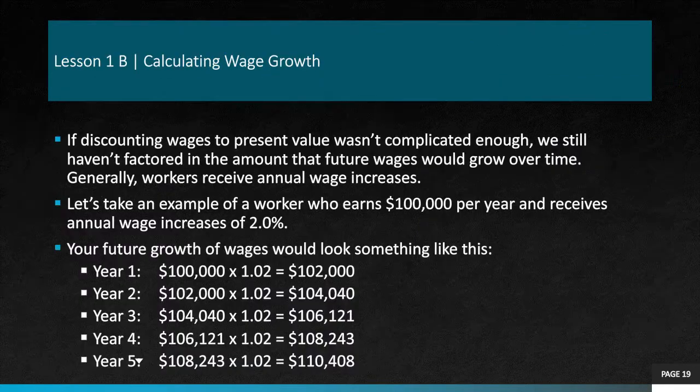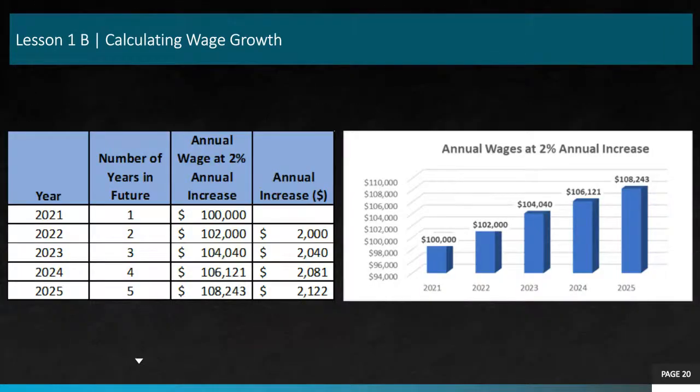Now, if discounting wages to present value wasn't complicated enough, what we haven't factored in is wage growth. In other words, most people may get a cost of living increase or a raise in pay every year. So let's say we take an example of somebody who earns $100,000 a year and receives annual wage increases of 2%. Your future growth of wages is going to look something like this. In year 1, you get a raise of 2% and you receive $102,000. In year 2, you get a 2% increase on $102,000 and you receive $104,000 and so forth. So by your 5th year, if you're receiving 2% increases every year, you're making about $110,000 a year. So here we are growing the wages by 2% a year to account for annual wage increases.